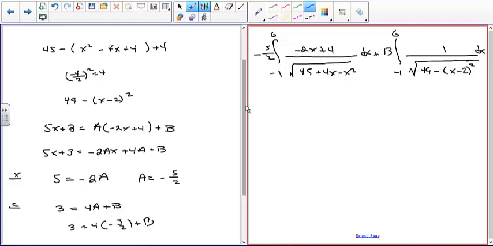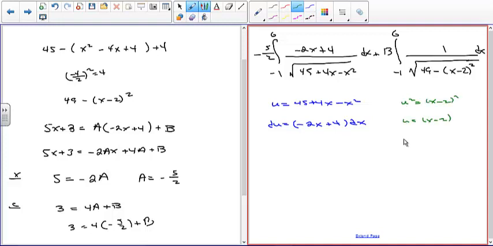So the substitutions you're going to make here is u is equal to 45 plus 4x minus x squared. So du is equal to negative 2x plus 4 dx. And here u squared is equal to x minus 2 squared, u is equal to x minus 2. A squared equals 49, a is equal to 7. du is equal to dx.